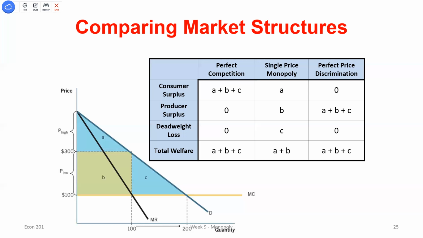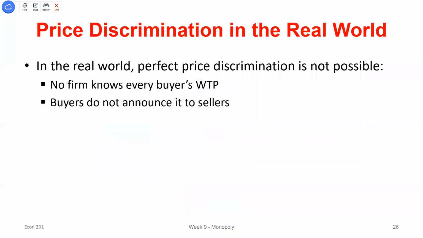Questions on anything there? So the main idea there is that as we move from a perfectly competitive to single price to a perfect price discrimination monopolist, we're just seeing consumer surplus go down more and more, and producer surplus increasing. So what does this look like in the real world?